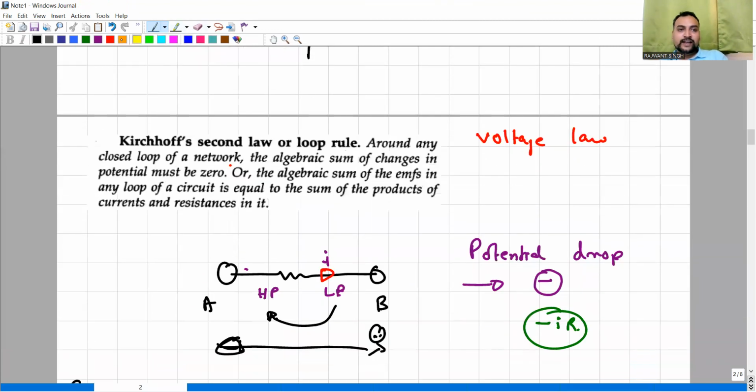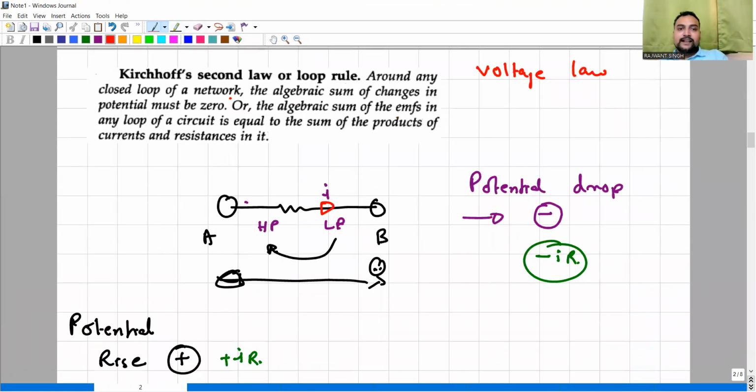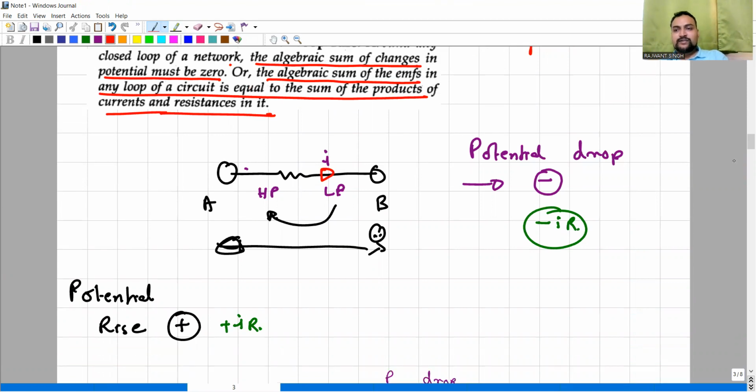See, what was Kirchhoff's second law? The algebraic sum of the change in the potential must be zero, and that is what we have just done. Okay, the algebraic sum of the EMF in any loop in a circuit is equal to the sum of the product of current and resistance. So that is what Kirchhoff's second law is.